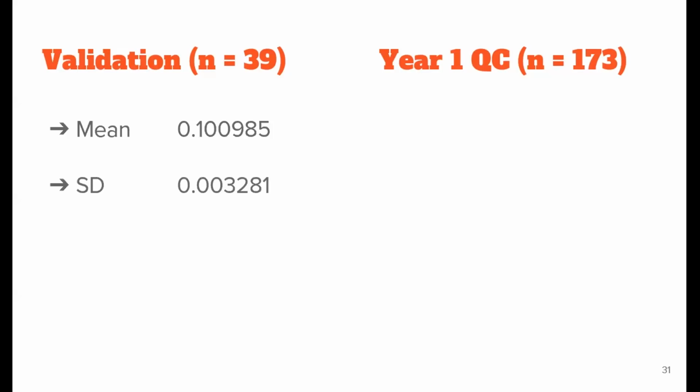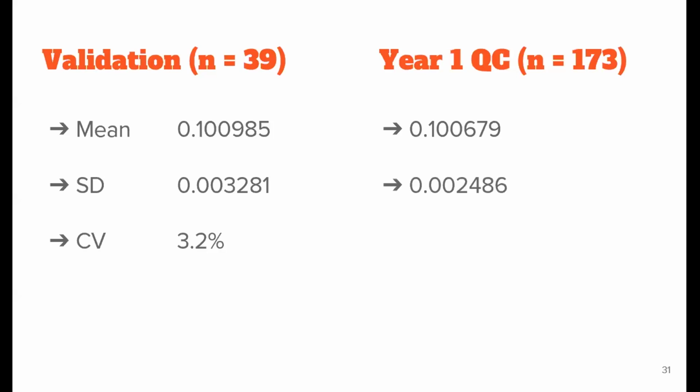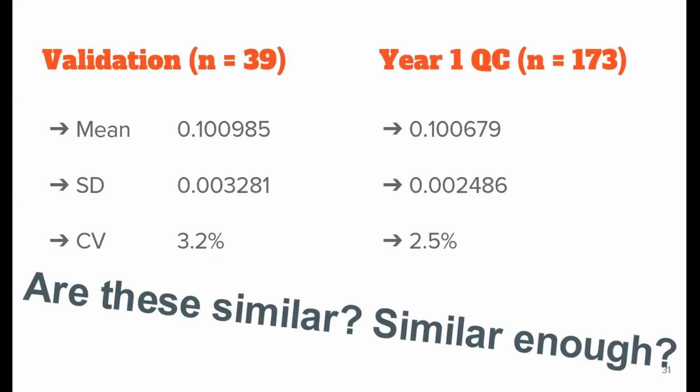A standard deviation is shown there, and a CV, or a relative standard deviation, of 3.2%. Let's contrast that with the year one QC with 173 data points. The mean is quite similar. The standard deviation looks narrower, and the CV is about 2.5%. So you're asking, hopefully you're asking, are they similar, and are they similar enough?